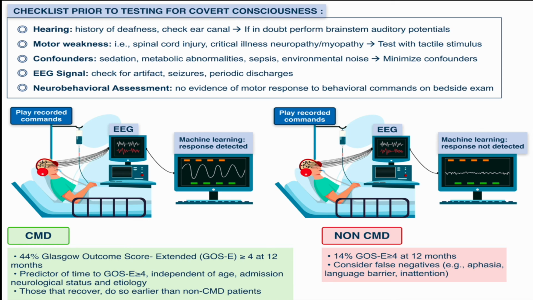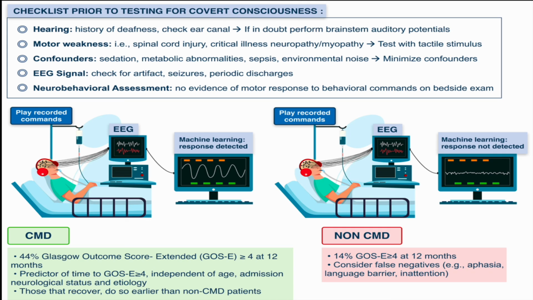So how do we interpret? We can interpret it in 2 ways. The first is the left side, where you do find a response. In this, the EEG picks up brain activity even though the patient has shown no outward movement. What it means is that 44% of such patients achieve a Glasgow Outcome Scale of more than 4, that is functional independence, within a year. Recovery is faster in these patients and more likely than those without this response. It predicts good outcome and it is independent of age, injury type, or initial neurological status.